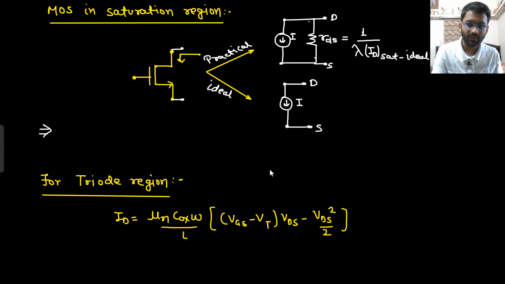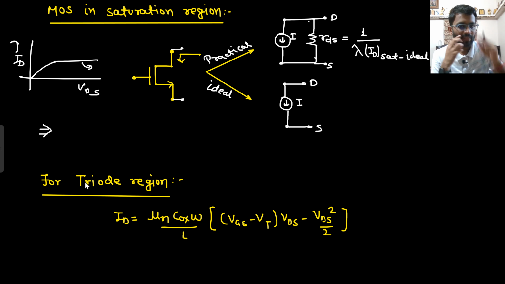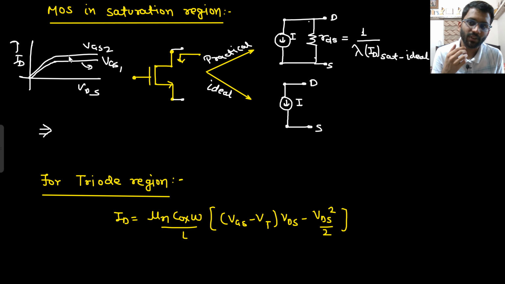The ID versus VDS plot we make, sorry, ID versus VDS. So in this region we are working. Here we are saying that it is acting as a current source, but for a particular VGS only. What if my VGS is VGS2? Then the value of current will be changed. Here the value of current is this, here the value of current is this. So you can't say this will be a constant current source. This will be a current source depending on the value of VGS.